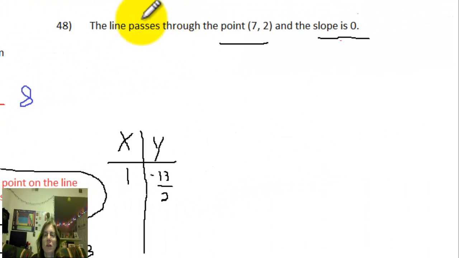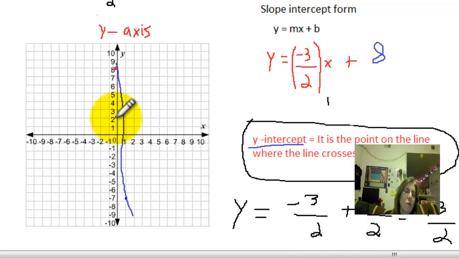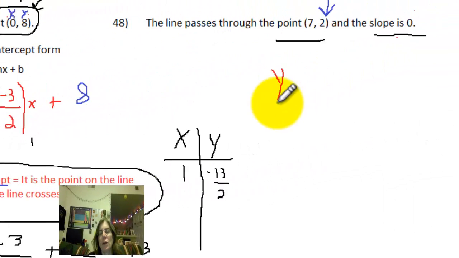Over here, the line passes through the point (0, 2) and the slope is 0. The good news is whenever the slope is 0, that means we have a horizontal line. All we have to do is look at the y value, which is 2. We know that the line will cross at 2, and it'll just follow along that horizontal, and that's our line. And the equation is y equals 2.